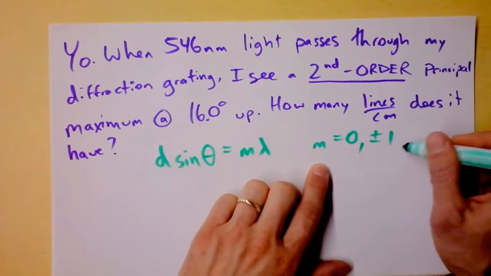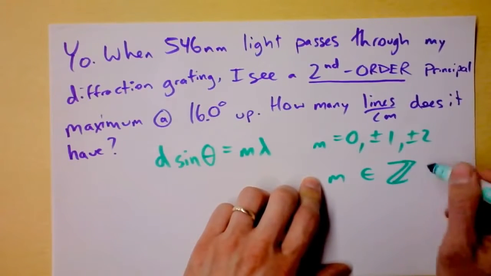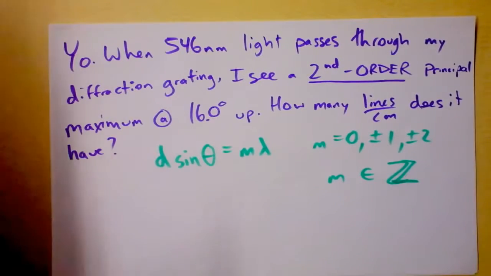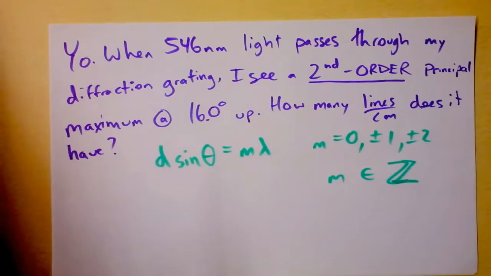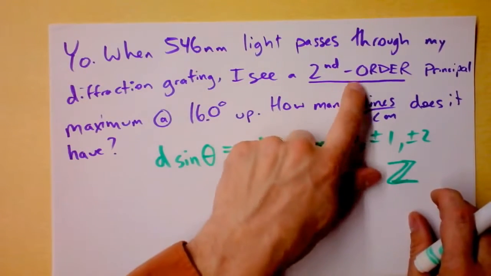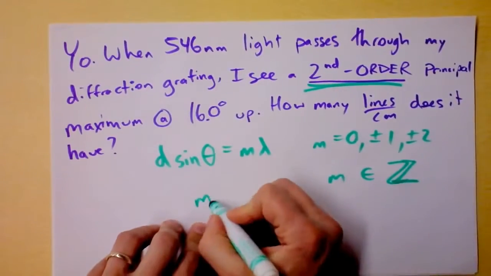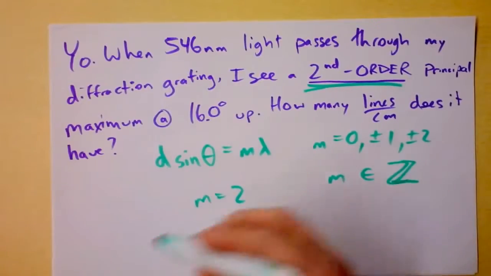m is 0, plus or minus 1, plus or minus 2. We're going to have that it is an integer. If m is an integer, then we've got ourselves a bright fringe. Now they're saying the second order principal maximum, so that means m equals 2. Let's draw ourselves a picture.